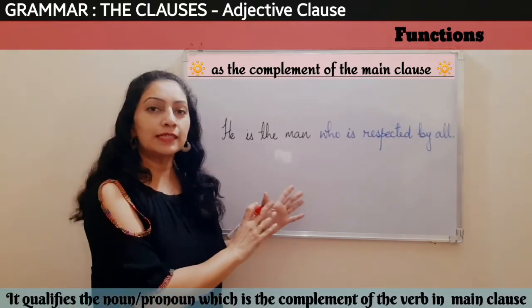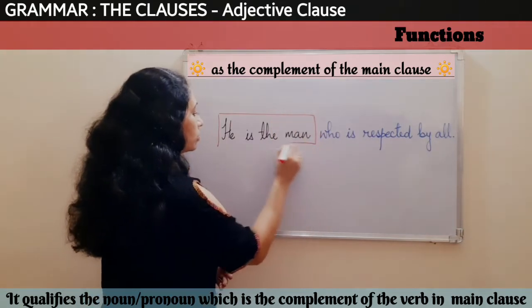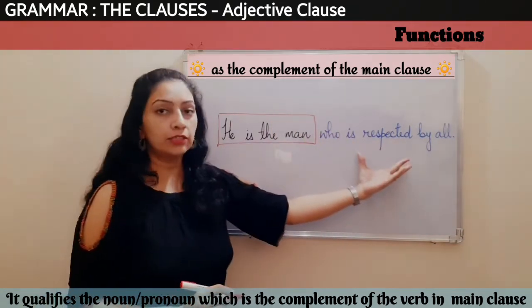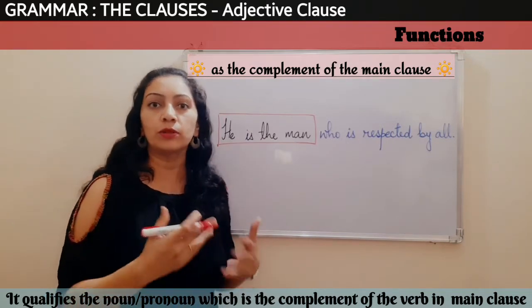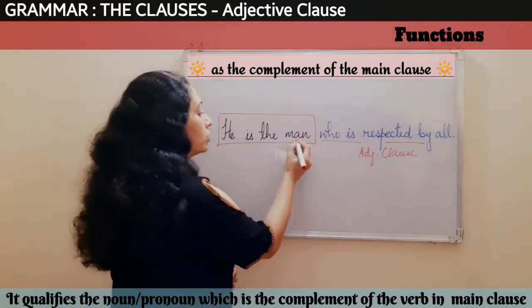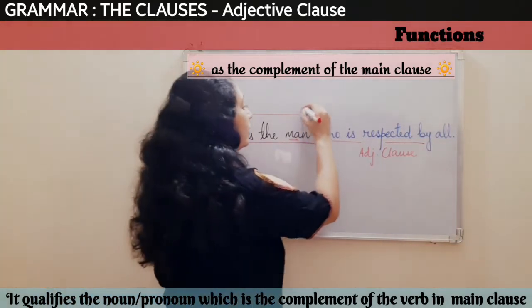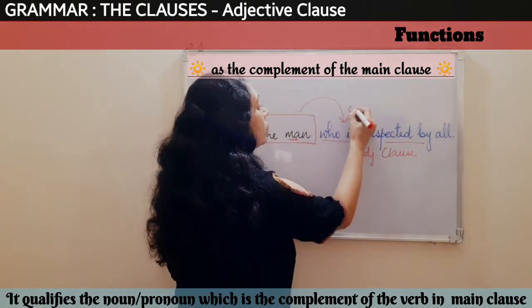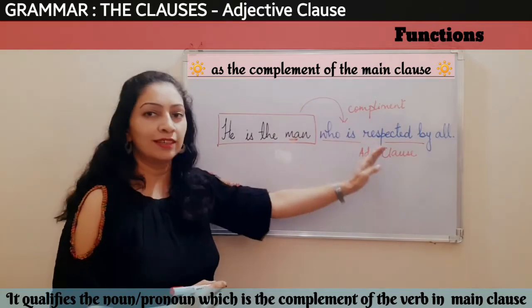Now if you look at this example here, in the main clause there is no verb as such, but the adjective clause here acts like a complement to it. Complement means some extra information. So here when the adjective clause is used to complement the person, the man, then in that case it is used as a complement of the noun or pronoun after which it is used.